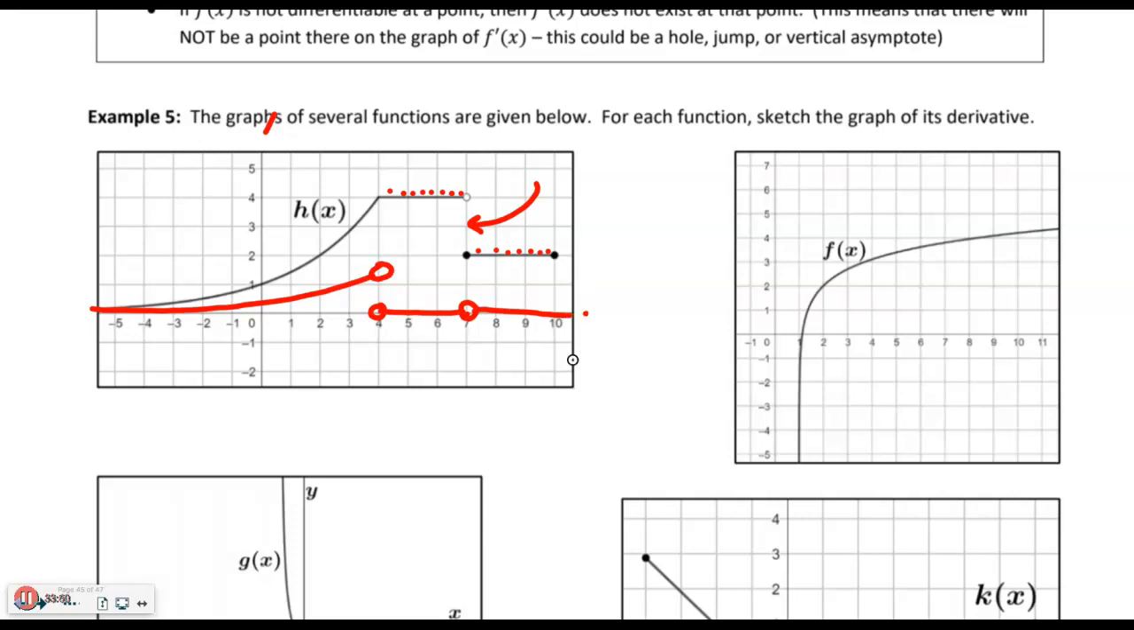Oops. I went too far. How's that? You're graphing slopes as best you can. Look at this guy over here. The minute I look at this, I go, this function's increasing everywhere. So where's my derivative graph going to lie? Everywhere. The first quadrant, above the x-axis.